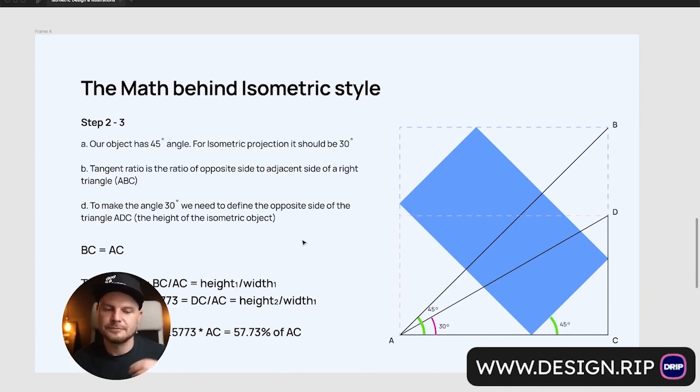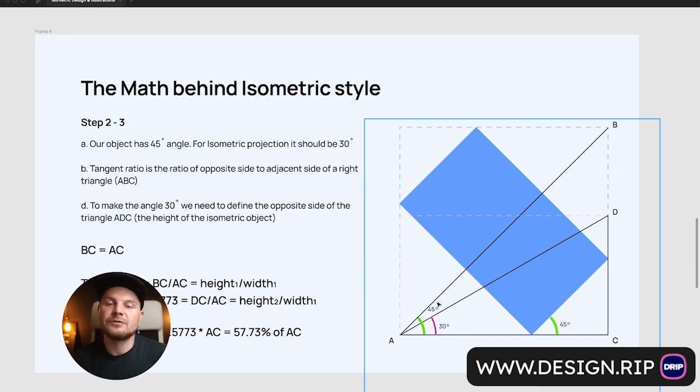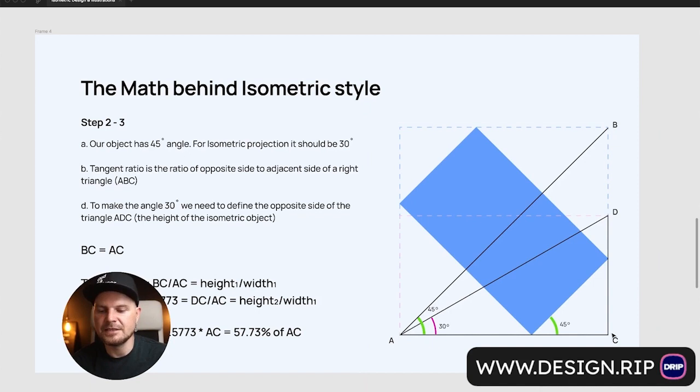How to do that? Let's talk about math. Tangent ratio is the ratio of the opposite side to the adjacent side of a right triangle. In this case, if we take a look at the triangle ABC, the tangent of 45 is the ratio between BC and AC, which equals 1. If you put tangent of 45 degrees into the calculator, it will be 1.